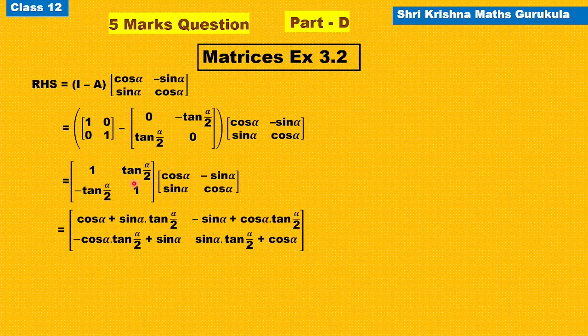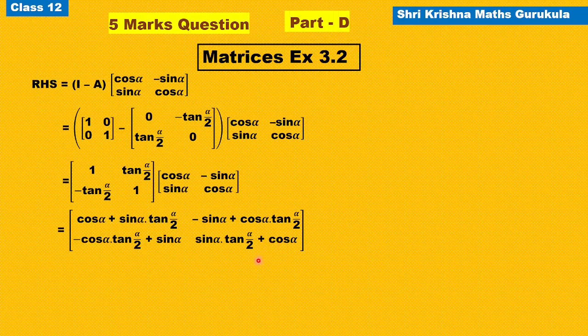Now we are done with the first row. Then we'll consider the second row with the first column. So this is minus tan alpha by 2 into cos alpha, then 1 into sin alpha, so plus sin alpha. So minus cos alpha into tan alpha by 2 plus sin alpha. Now the second row with the second column. This is minus tan alpha by 2 into minus sin alpha, which will be plus sin alpha into tan alpha by 2. Then 1 into cos alpha, so plus cos alpha. Is this clear?